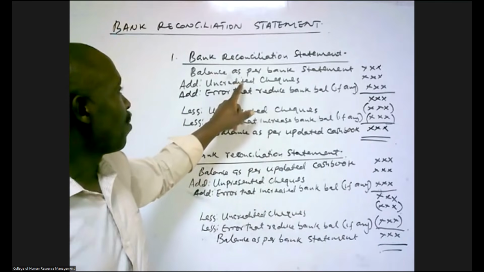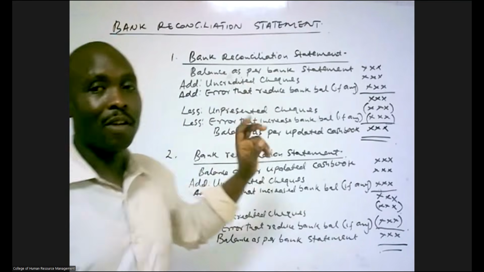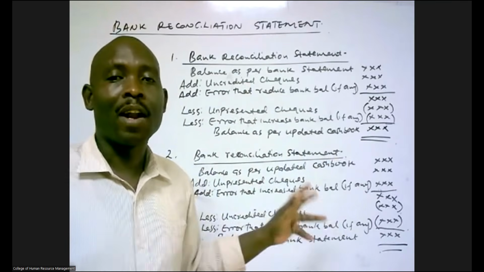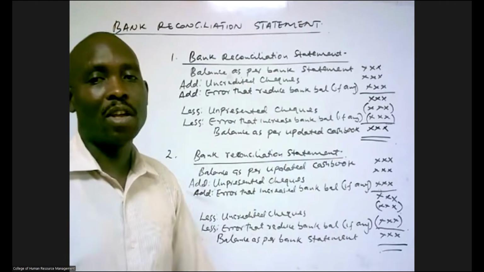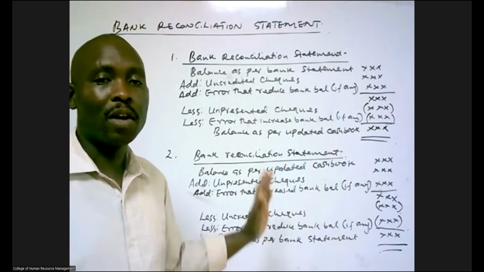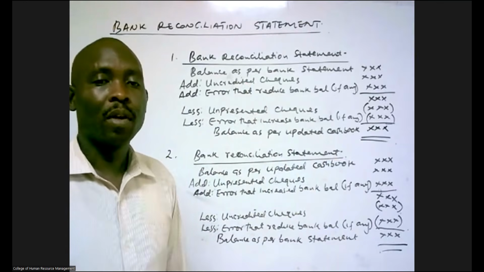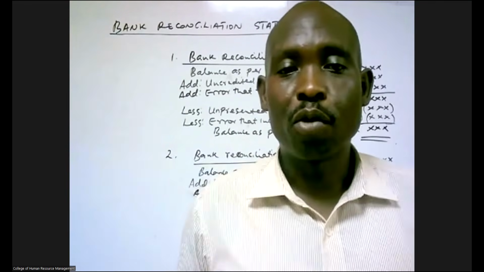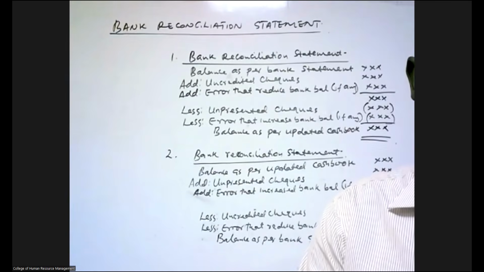And I want to repeat here, remember uncredited and unpresented checks. Those are items that are in the cash book but missing in the bank statement. They are only used for doing reconciliation, period. So let us have a look at two questions. Then we can demonstrate what we have just said here.